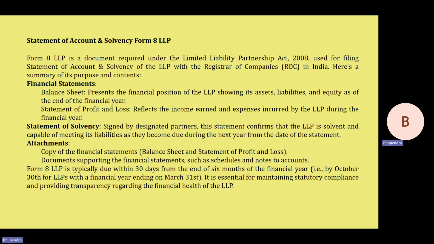Form 8 LLP is typically due within 30 days from the end of the 6 months of the financial year. That is by October 30th for LLPs with the financial year ending on March 31st. That is, our financial year ends on the 31st March every year, and within 30 days we need to file the form number 8. It is essential for maintaining the statutory compliance and providing transparency regarding the financial health of the LLP. Very essential to file this form, comply with the statutory compliances and provide the transparency that the LLP has been incorporated and it's a healthy LLP. Like it is not insolvent, it is solvent.